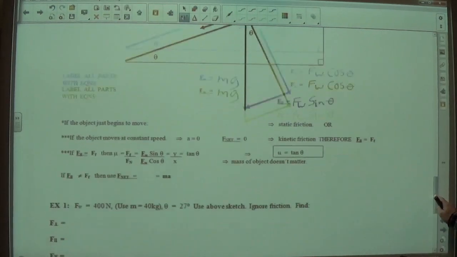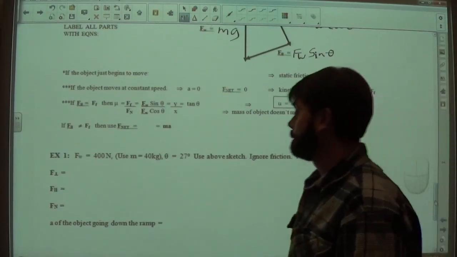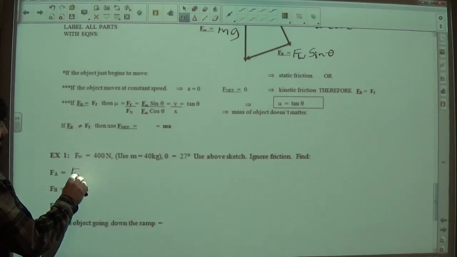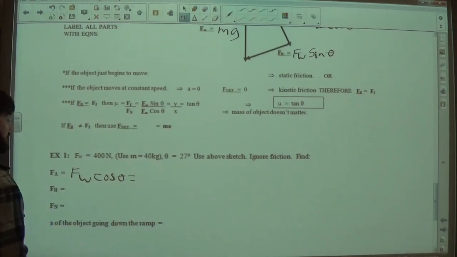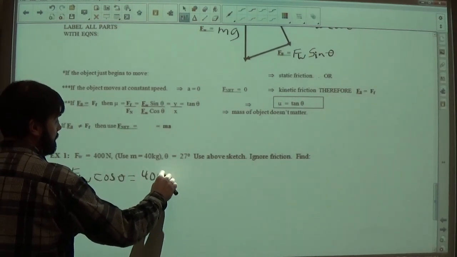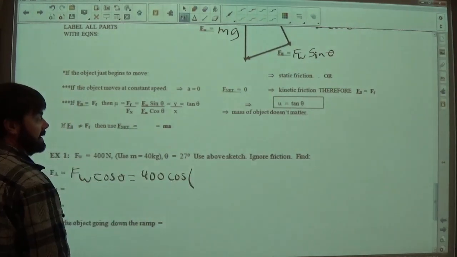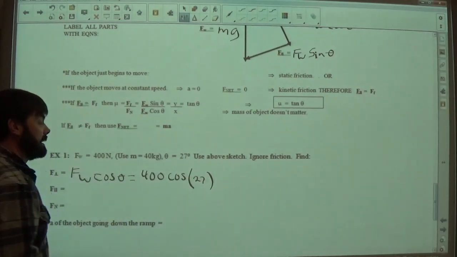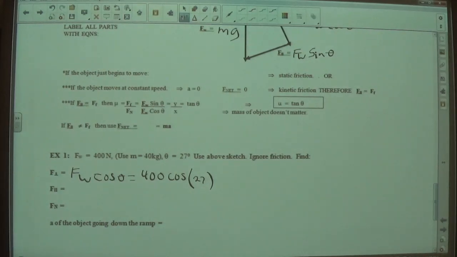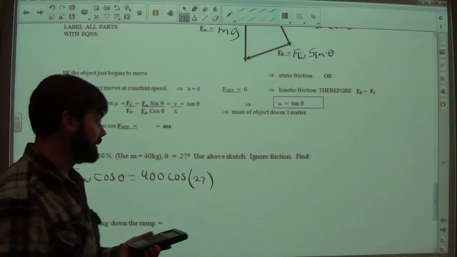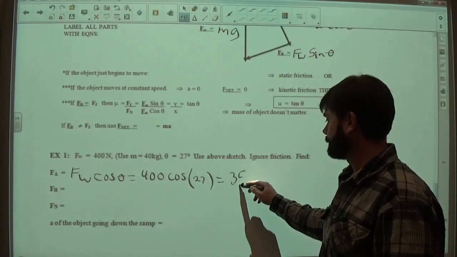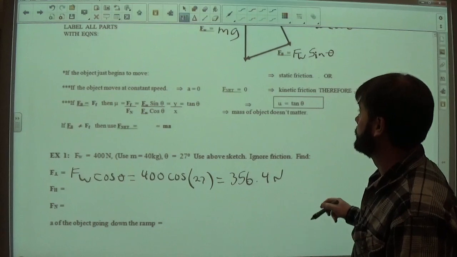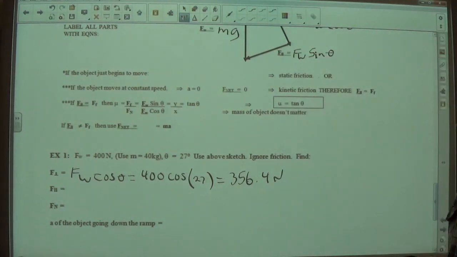Perpendicular and our force parallel. So let's just take a look at that. So our force perpendicular is the force weight multiplied by the cosine of theta. So if that's the case, I'm going to do 400 newtons, and I'm going to multiply it by the cosine of theta, which they tell us here is 27. And just plug that into the values here and see what you get. So we do 400 times cosine 27, and again, make sure that your calculator is in degrees and not radians. So this gives me 356.4 newtons. So that would be how much force is being applied this direction.